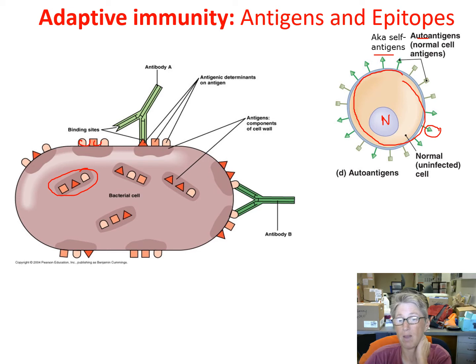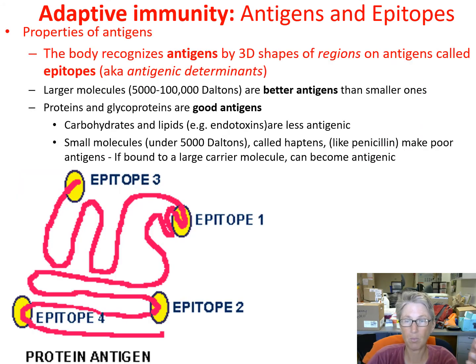And if you are a normal uninfected cell, you've got normal autoantigens sticking out of your plasma membrane. If, however, you get infected, you will present the non-self antigens in your plasma membrane, and then your adaptive immune system can take care of it. We'll talk about that more in detail later.